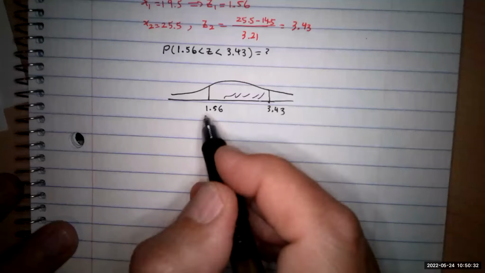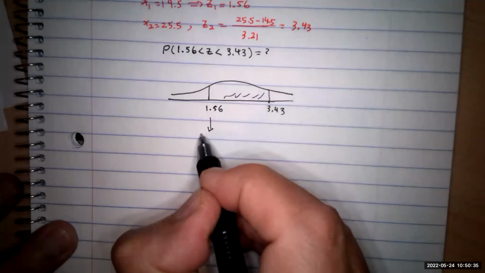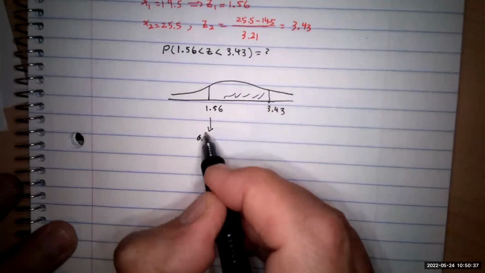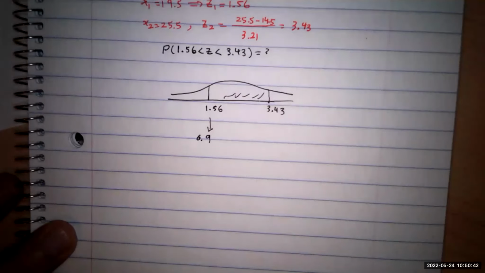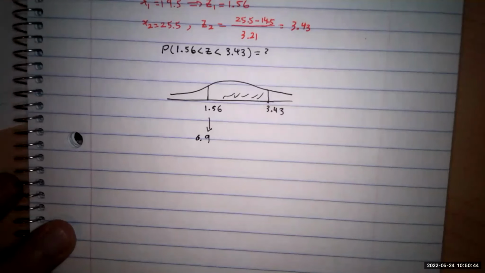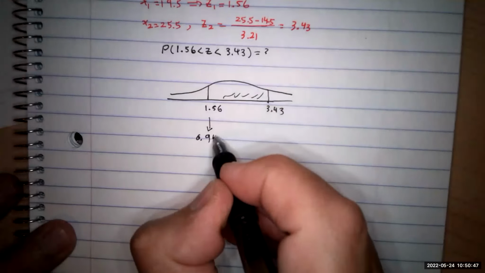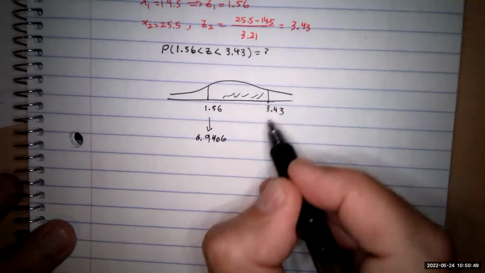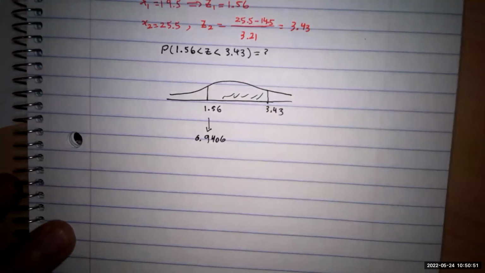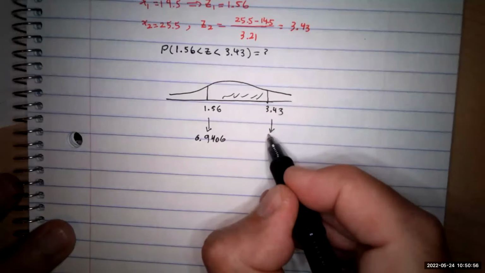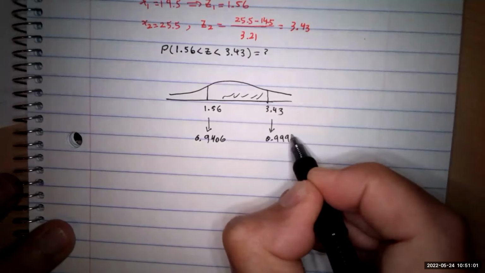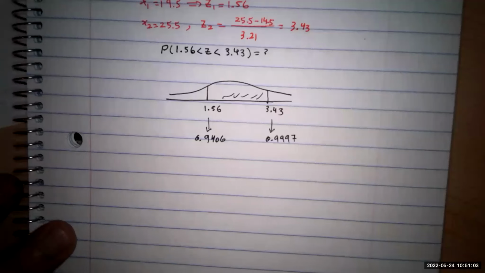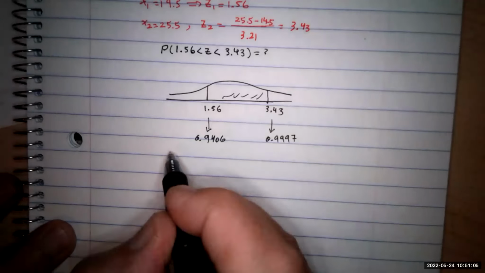The number for 1.56, we already got this one. It's a 0.9406. The 3.43 number is going to be out of the table, so you just pick the last one. We don't pick one, it's almost one, which is 0.9997. Okay, you subtract it and you get the probability in question.